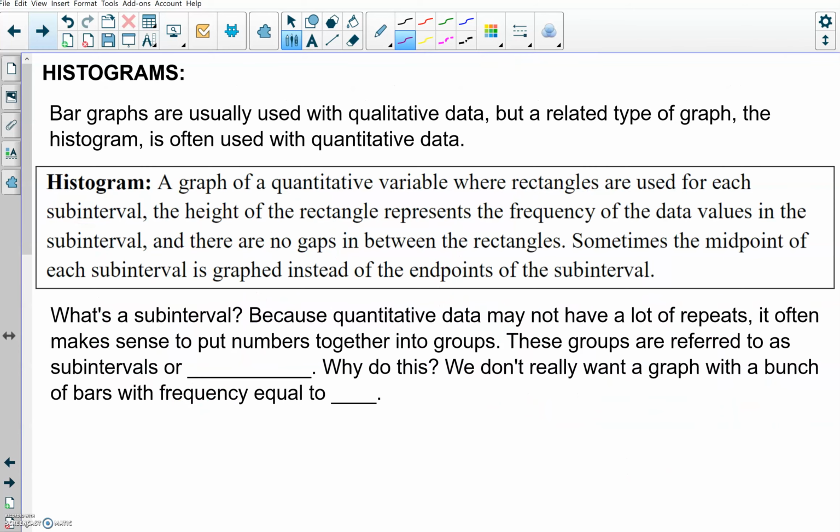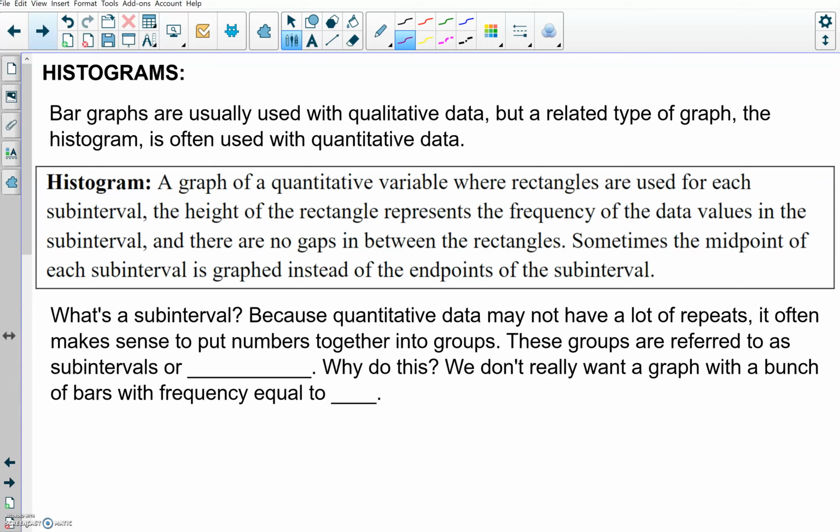Okay, so let's take a look then at histograms, because histograms are similar to bar graphs in the way they look, and the untrained eye might even think they're the same thing. But in this class, you are being given the knowledge to distinguish between them. So bar graphs are usually used with qualitative data, things like letter grades, colors, because those separate bars make a lot of sense for it.